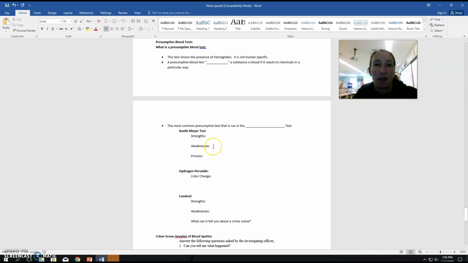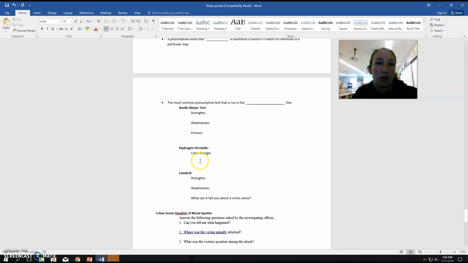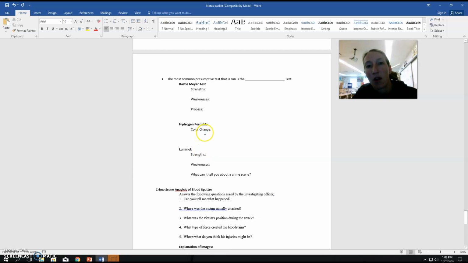Some weaknesses is there are false positives, and it's going to turn pink no matter what after a duration of time. Strength's really sensitive. You've got this where it's 1 to 10,000, 1 drop of blood to 10,000 drops of water. You can still detect it. Now, hydrogen peroxide, it turns a white foam, and same thing. It's the hemoglobin, the iron in the blood, that breaks apart the hydrogen peroxide, releasing water and oxygen.